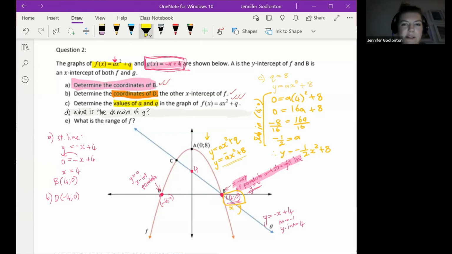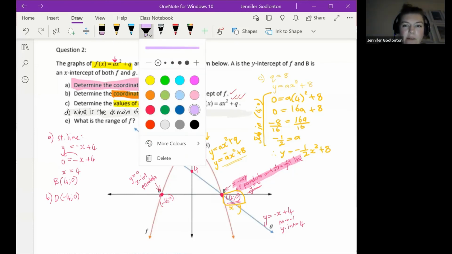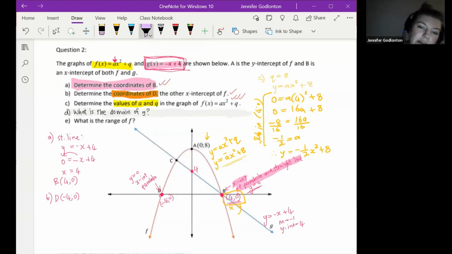Now the next one we haven't really spoken about together, but we have spoken about E. So I want you to think about if a range is talking about our Y values, then what would domain be talking about? X values. Nice job, guys. Okay. So we're saying, what are the possible X values for this straight line?